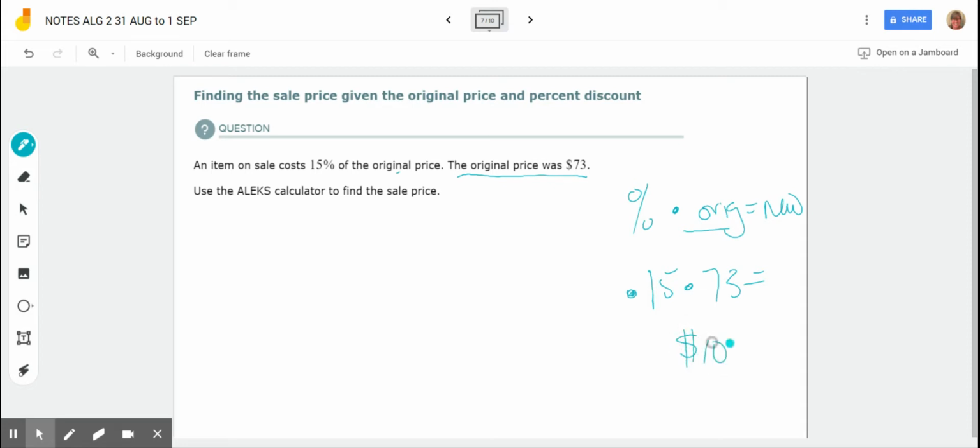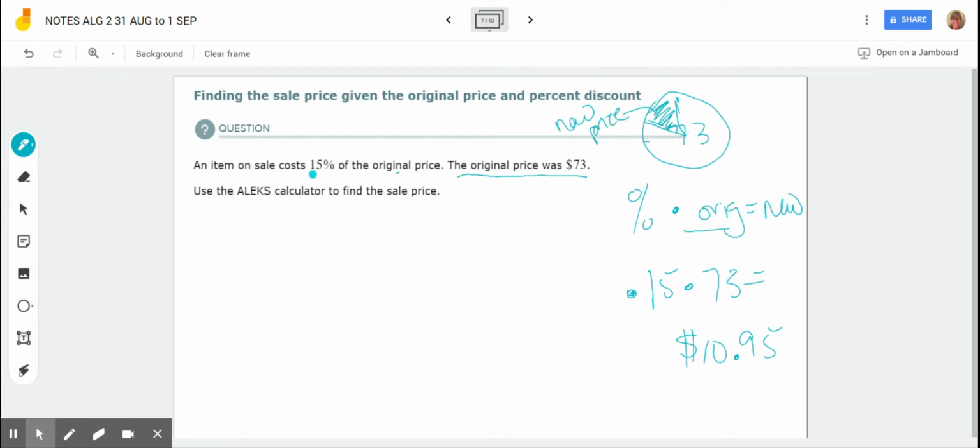And that makes sense because they're only charging you 15% of the original price. So if you think about it, the whole pie was 73. And what would be 15? This is 25. So 15 would be like this little chunk of it. That's the new price, so to speak, if you're thinking of it in terms of pie. So let's talk about that.